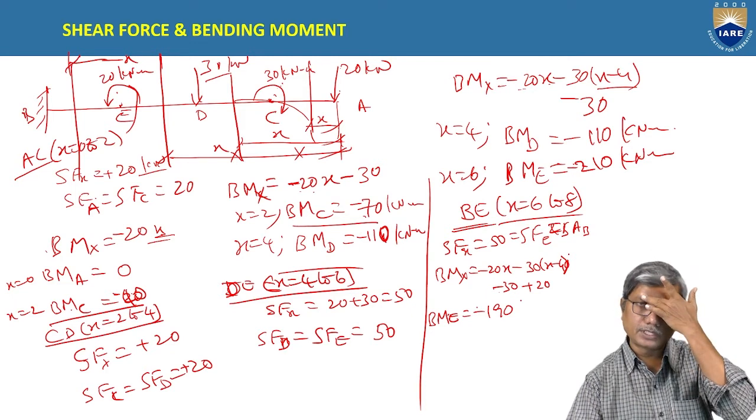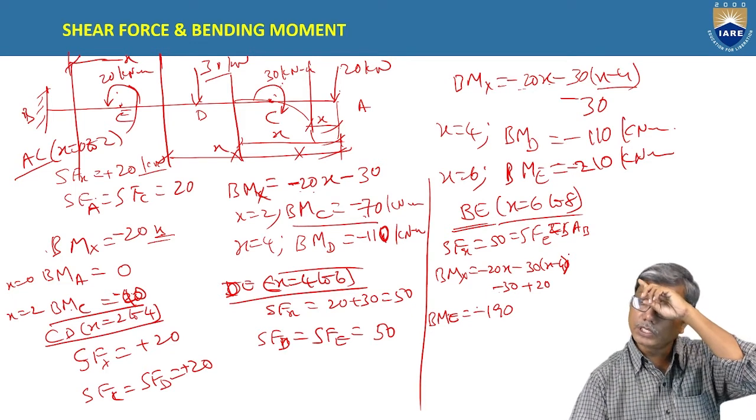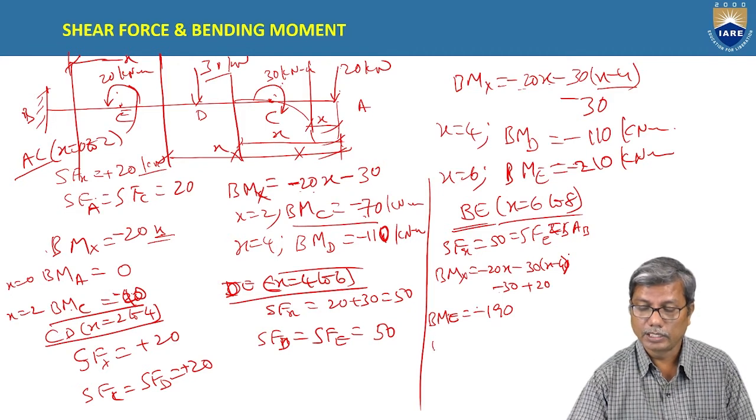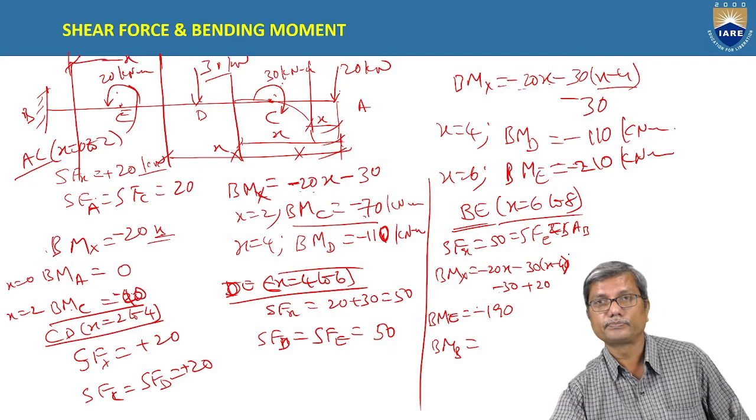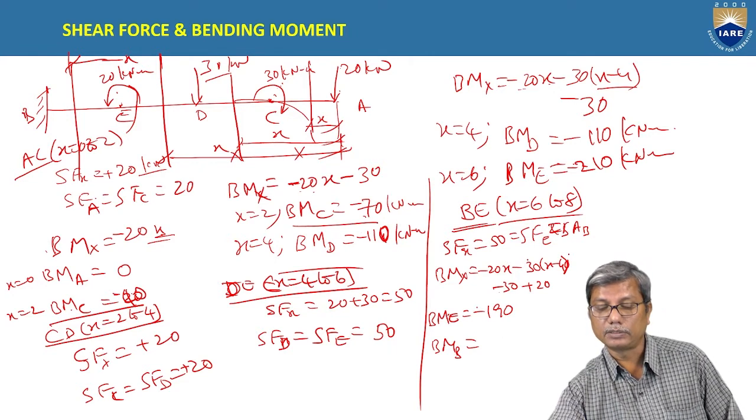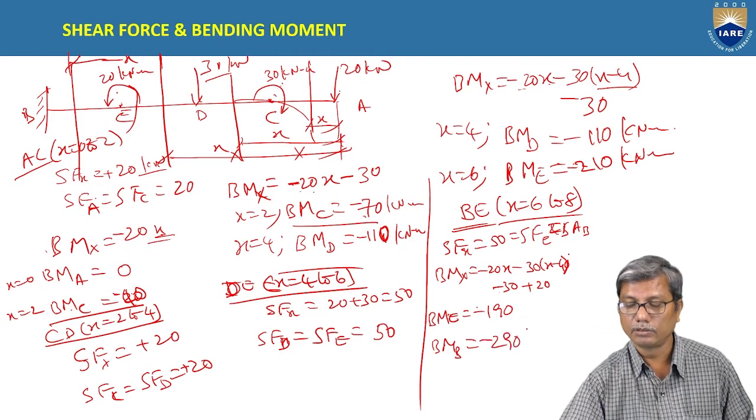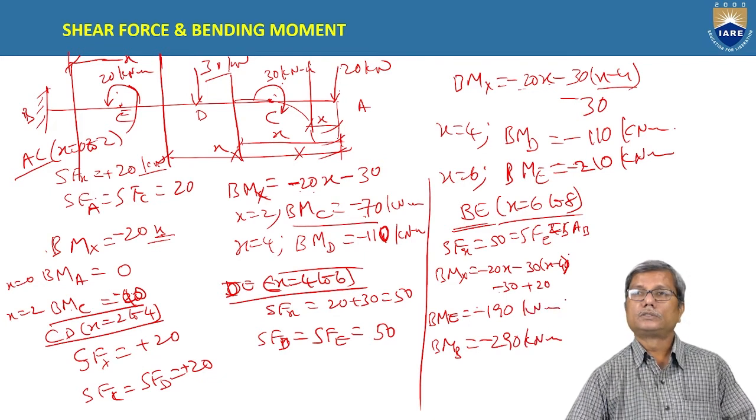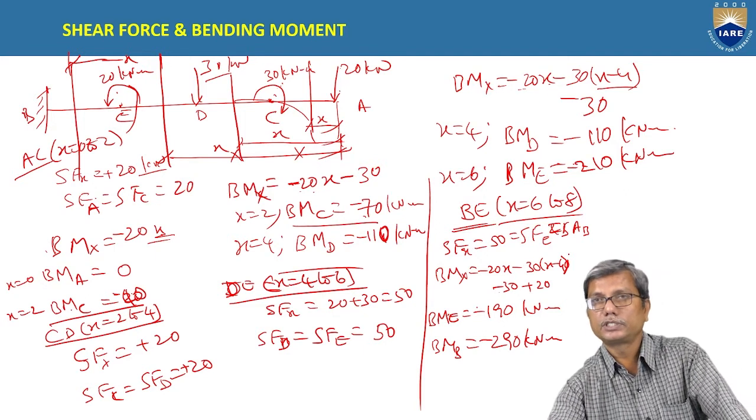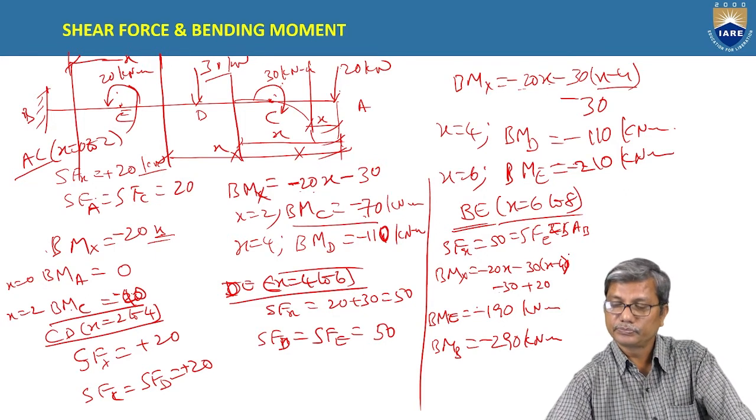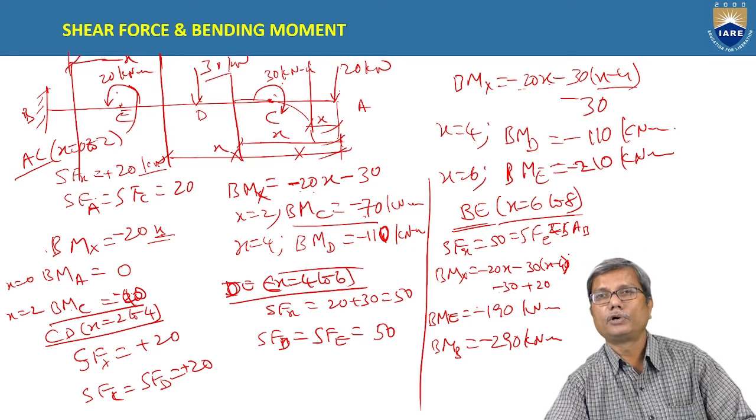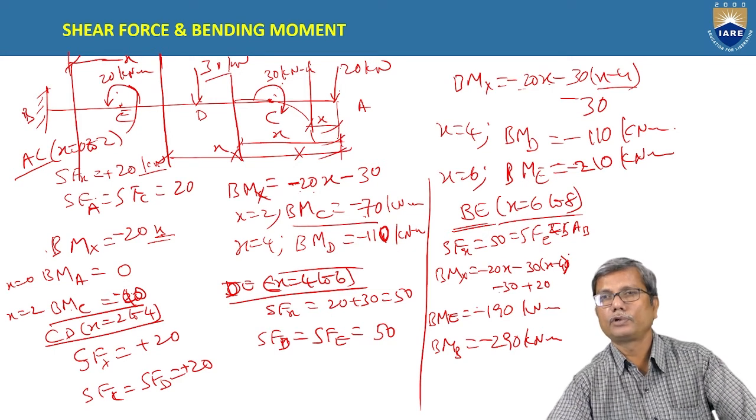And there is a drop in the value of bending moment from 210 to 190. And bending moment at B is at X equal to 8. So minus 20 into 8, minus 160, minus 120, that is minus 290 kilonewton meters. So now we have calculated the values of shear force and bending moment at salient points. Now we can start plotting the diagram.